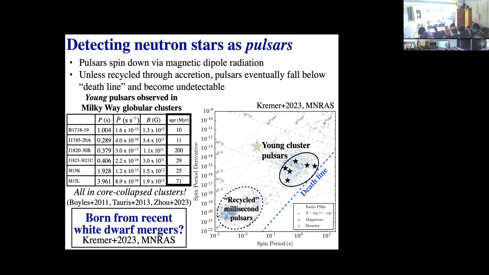So the hypothesis that I've been working on developing is that this subpopulation of 6 young pulsars in old clusters formed at late times via mergers of massive white dwarfs. Essentially you have a pair of massive white dwarfs that merge and ultimately collapse into a neutron star. It would potentially be observable as a young pulsar today.